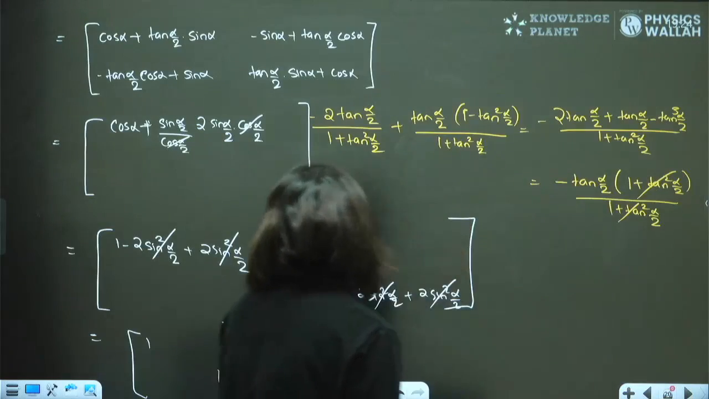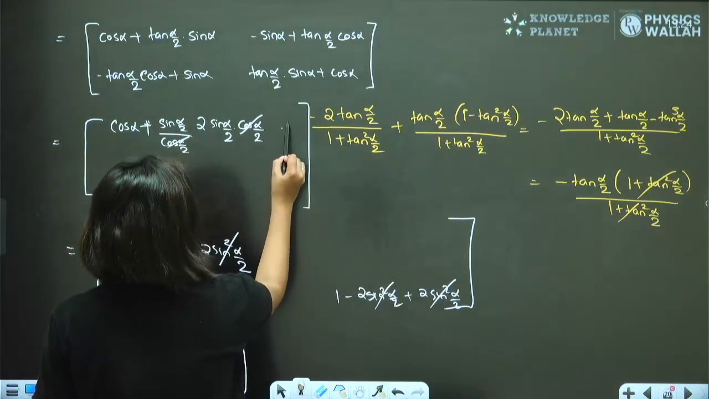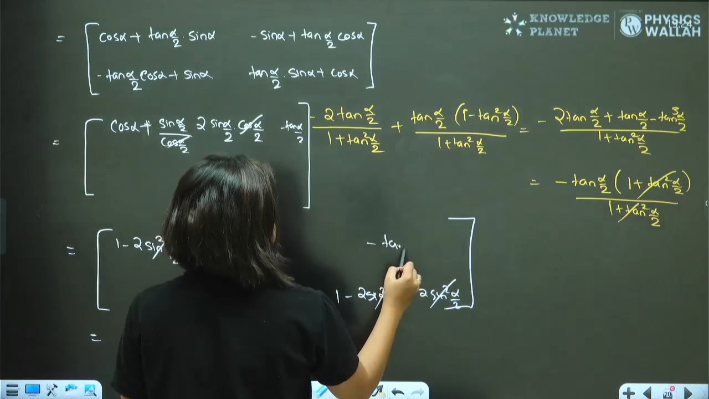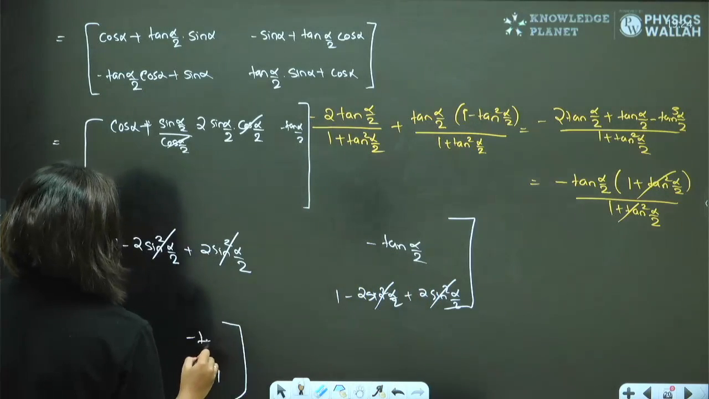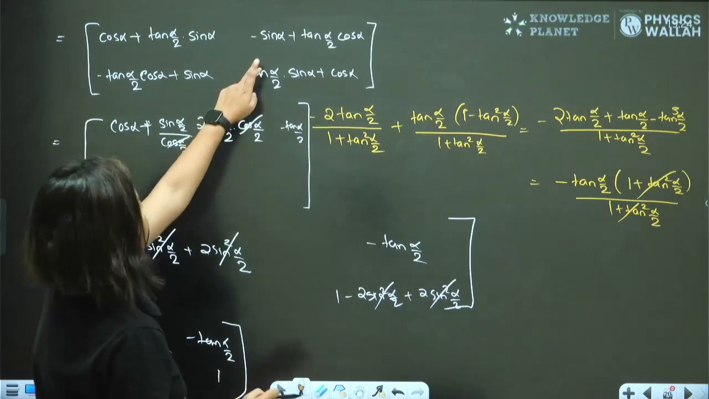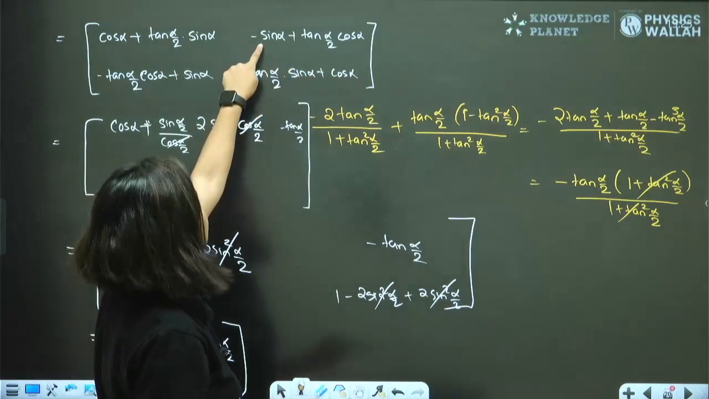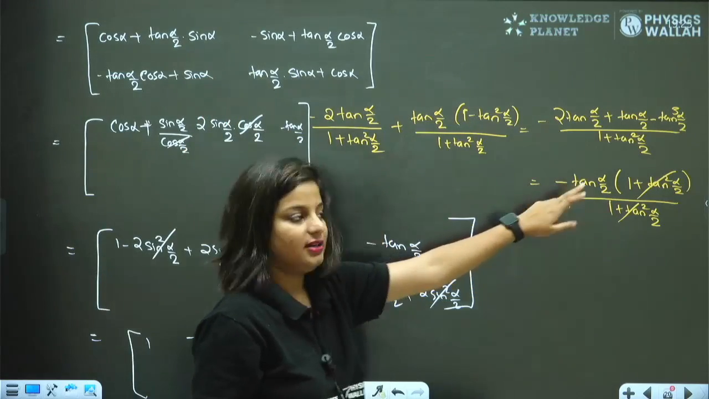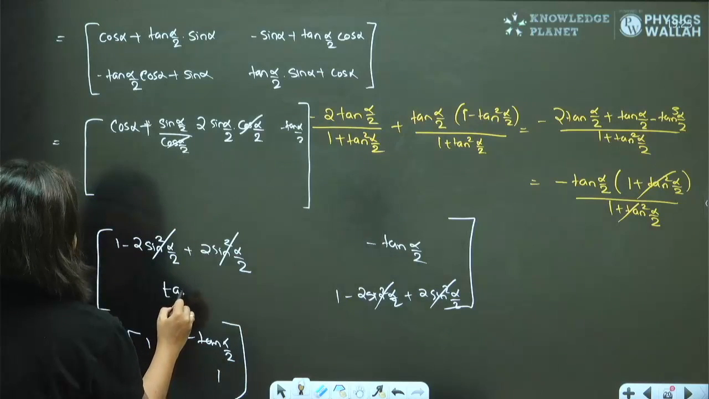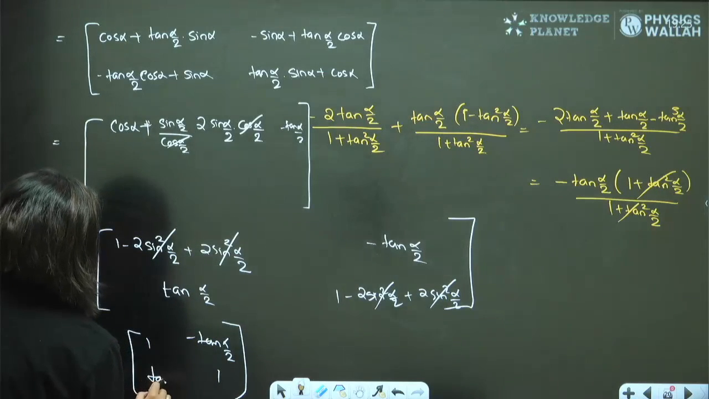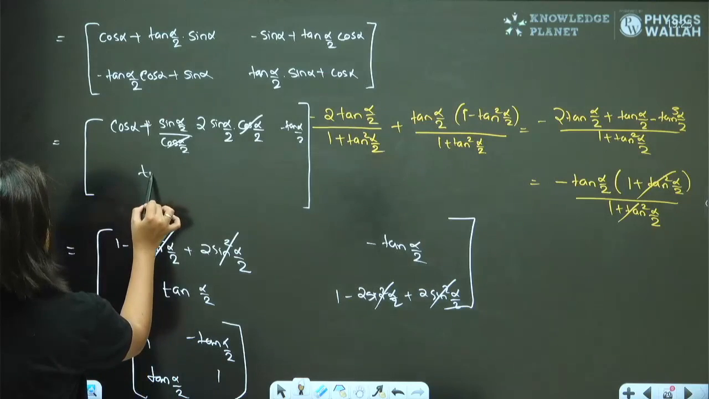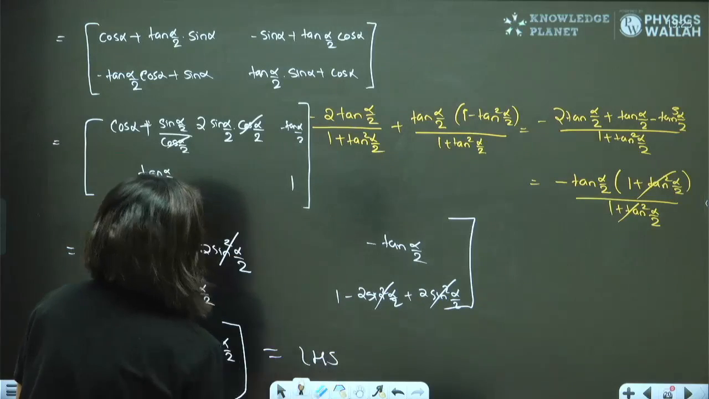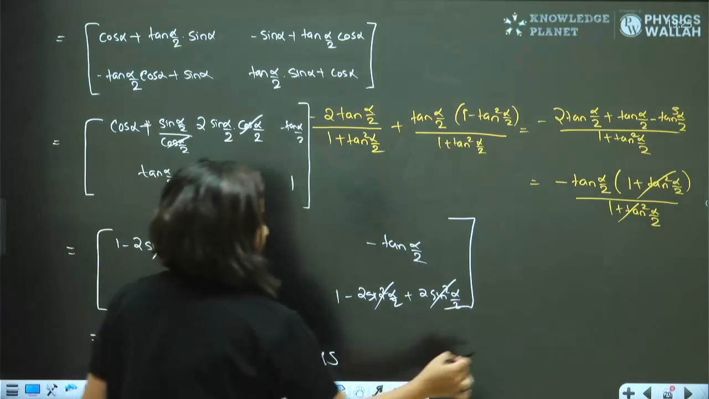Perfect. I am left with minus tan alpha by 2 here. Minus tan alpha by 2. And the only difference between them is a matter of sign. Here sign is negative, here sign is positive. So because negative, I got negative tan alpha. In the other case, we would end up getting positive tan alpha by 2, and that's nothing but the LHS. Here we are getting 1. This is equal to LHS. RHS is matching with the LHS, hence proved.